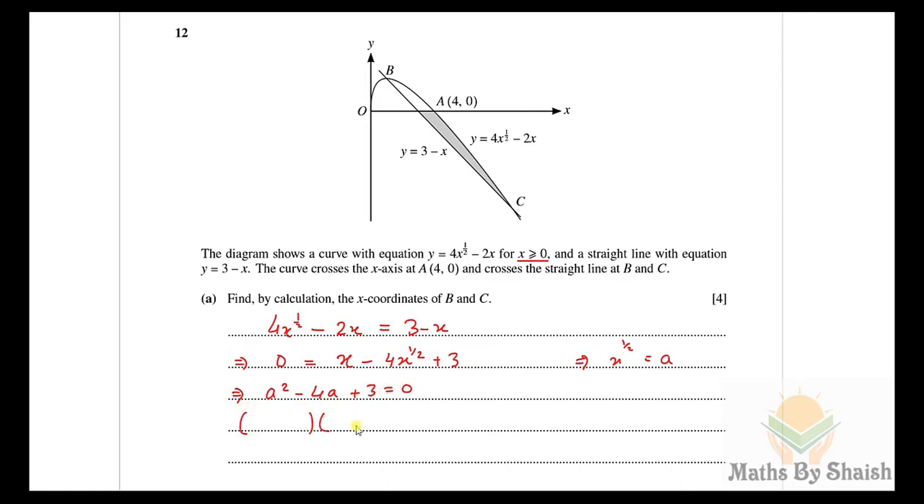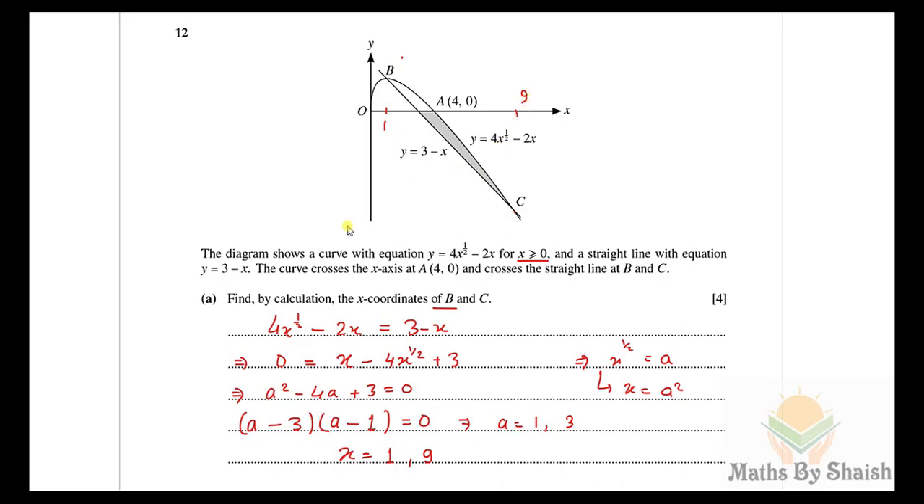Now in order to solve it, we'll factorize it, and this is going to be (a minus 3) and (a minus 1). So we will get a as 1 and 3. So we got x as, because from here we can see that x is going to be a square, so x as 1, square of 1 is 1 and square of 3 is 9. So the x coordinate of b is 1, and x coordinate of c is going to be 9. I hope it is clear.